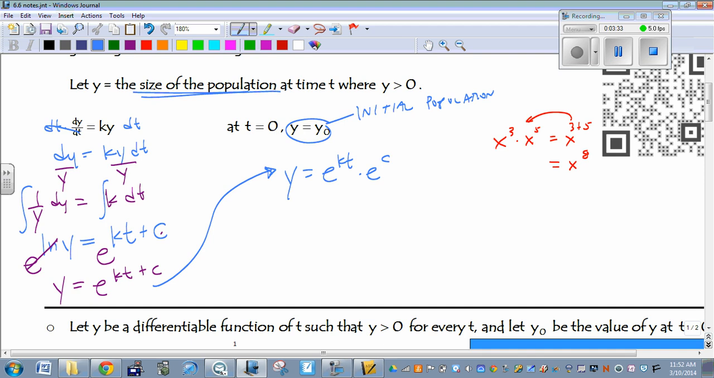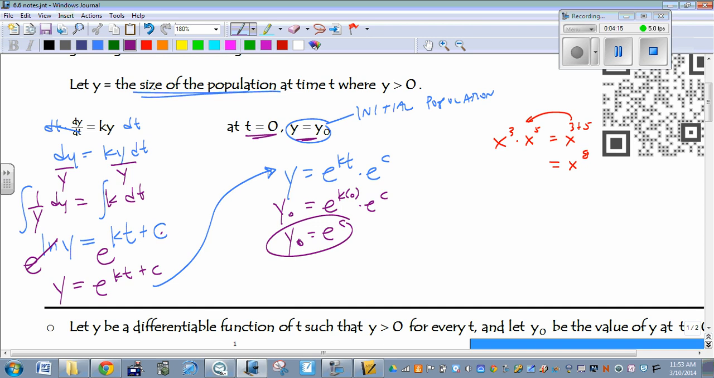Alright, now we want to solve this. We've got a couple constants going on. What I'm going to do is use this point that we're given and substitute these values in. So we're going to put 0 in for t, so we get e to the k times 0 times e to the c, and that's going to be equal to y sub 0. Alright, our initial y. So if we do that, we have e to the k times 0, so basically it's just e to the 0, which is 1. So the initial y value turns out to be e to the c. So that e to the c is y sub 0. That's our initial population.